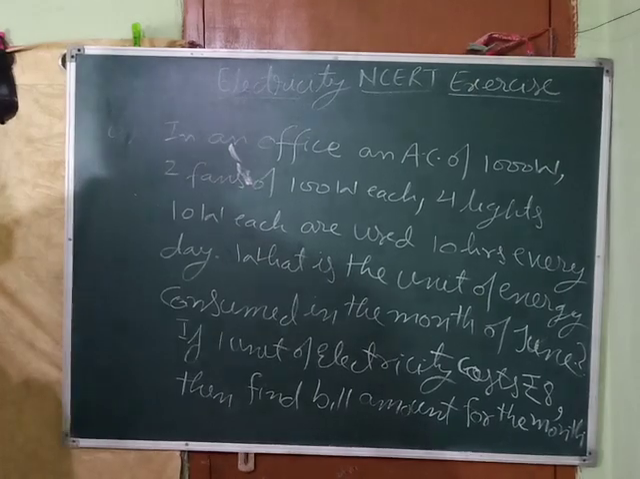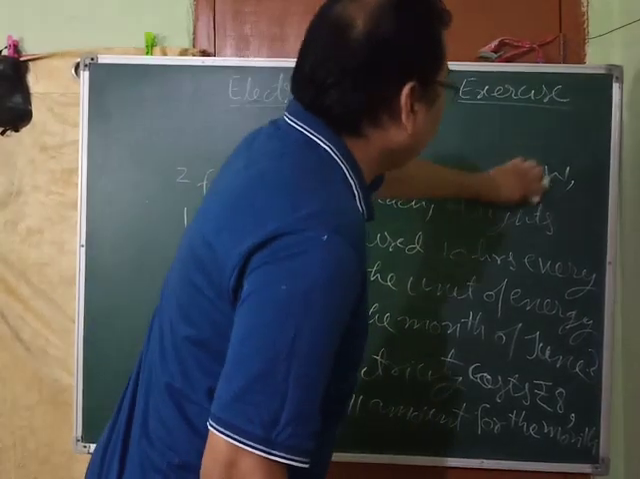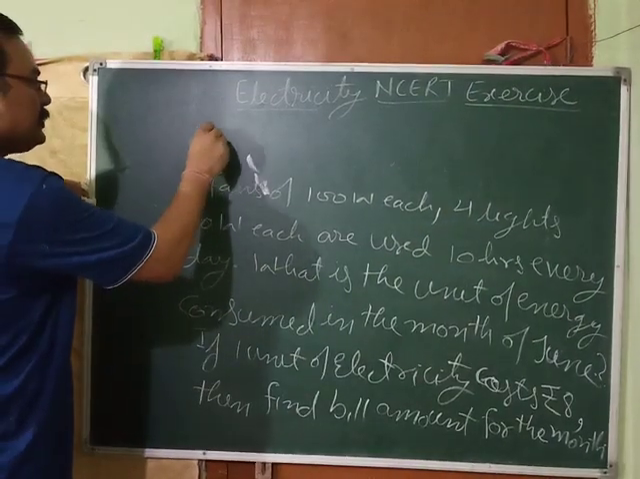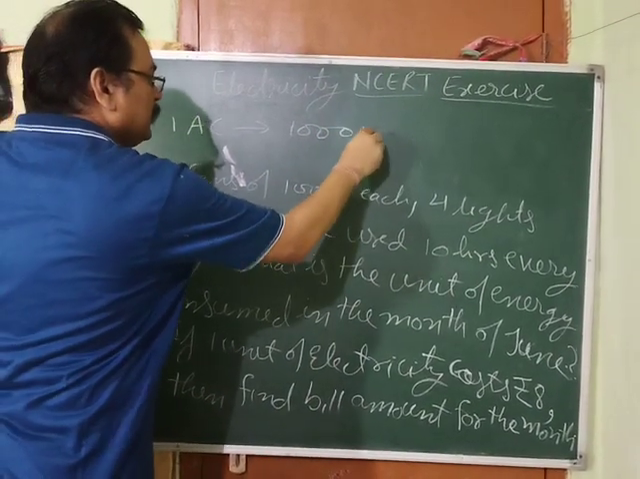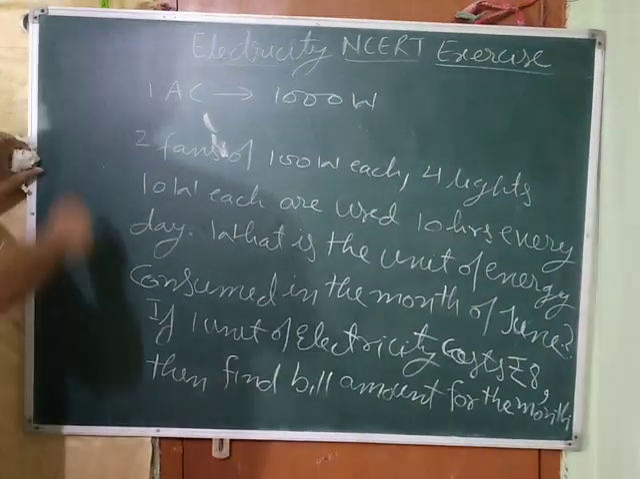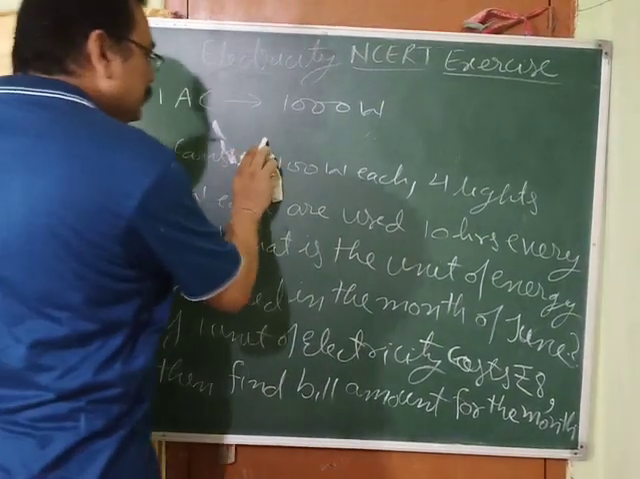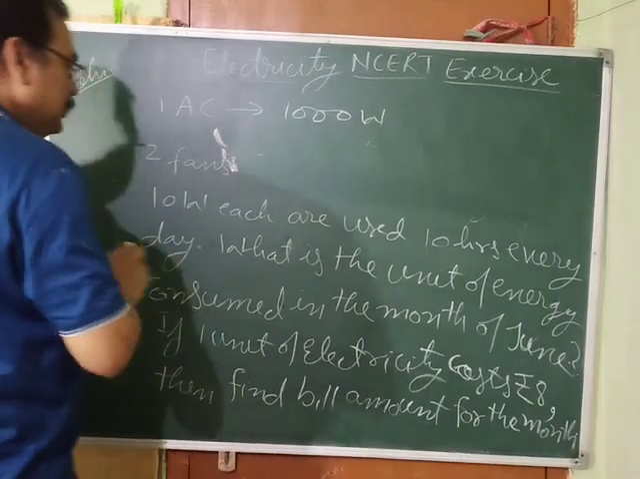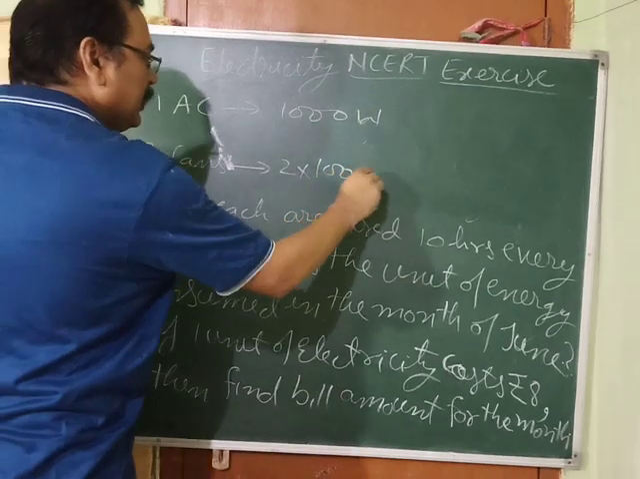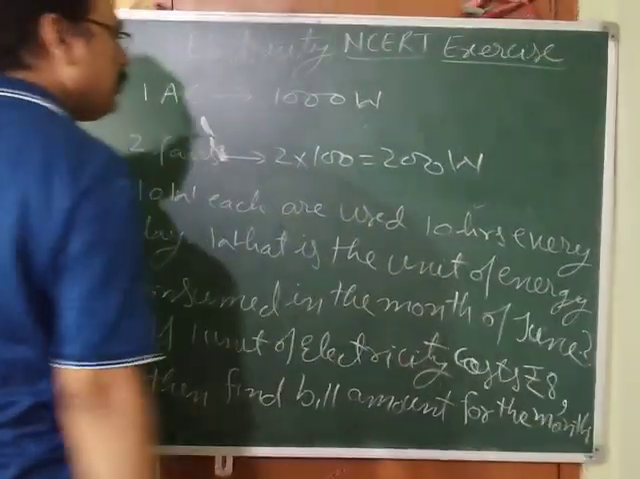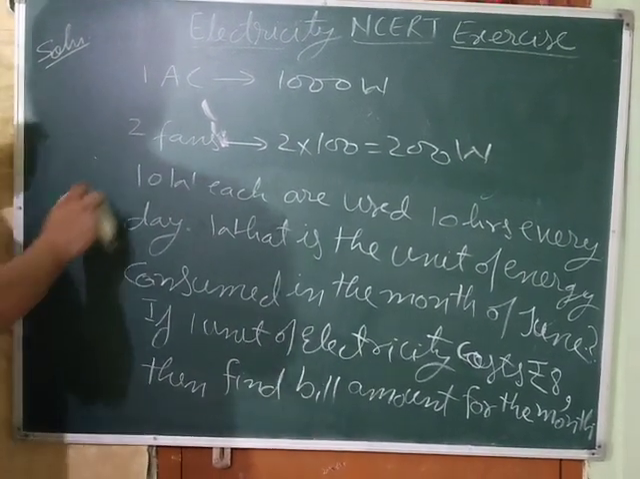Okay, so first we have to note down what devices are there. First, AC is there, having power 1,000 watt. So 1 AC. Power is how much in total? 1,000 watt. What is second? Writing the solution. Second is 2 fans, so 2 fans of 100 watt each. We can write power is how much? 2 into 100, that is 200 watt. Total power consumed is 200 watt.